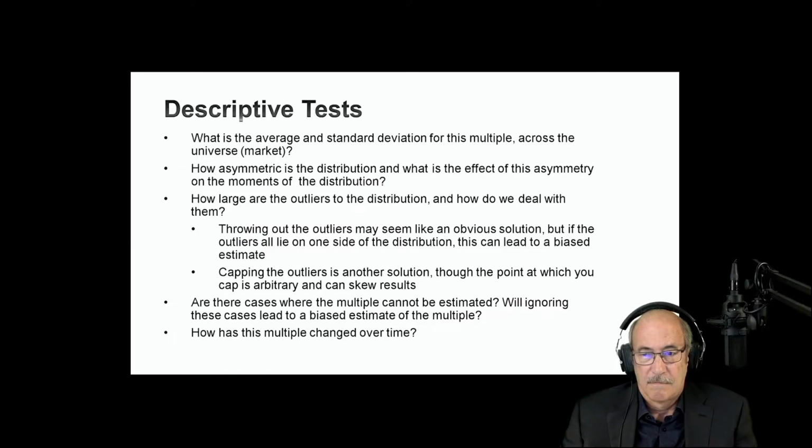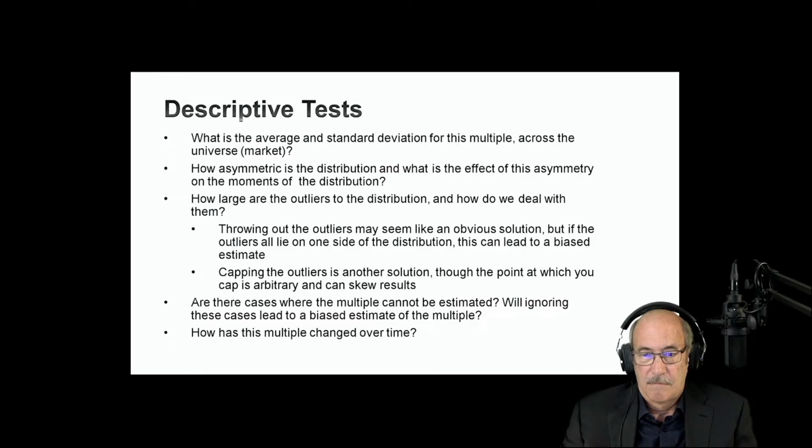Why? Because a multiple can never be lower than 0. A price-earnings ratio cannot be less than 0. But it can be 15,000, 20,000, 25,000. You're saying, so what? When you have a distribution where the lowest value is 0 and the highest number could be any number, your averages are going to get pulled out by those outliers.